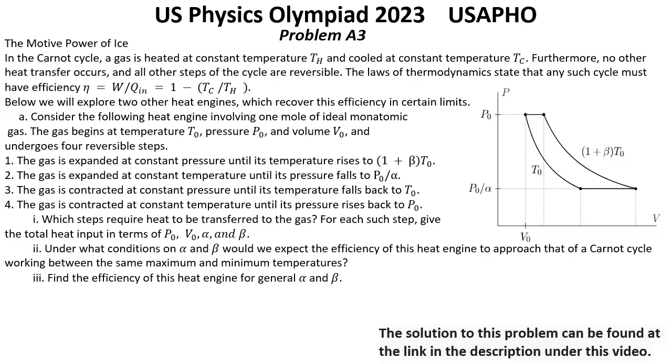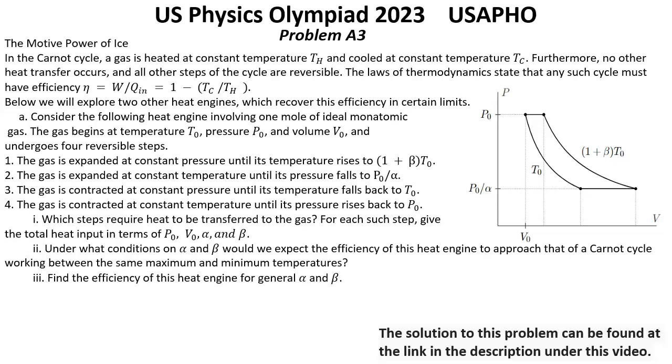Part A. Consider the following heat engine involving 1 mole of ideal monatomic gas. The gas begins at temperature T0, pressure P0 and volume V0 and undergoes 4 reversible steps. First step. The gas is expanded at constant pressure until its temperature rises to 1 plus beta multiplied by T0.